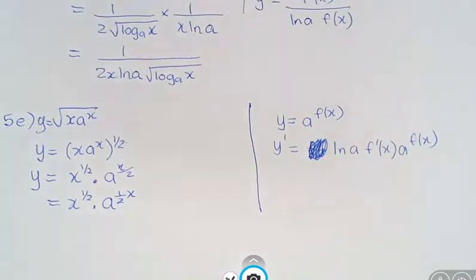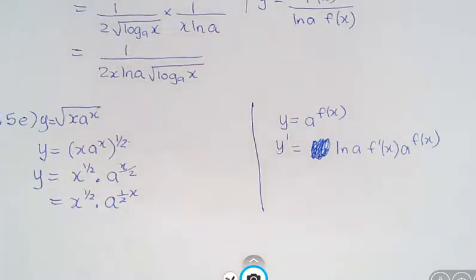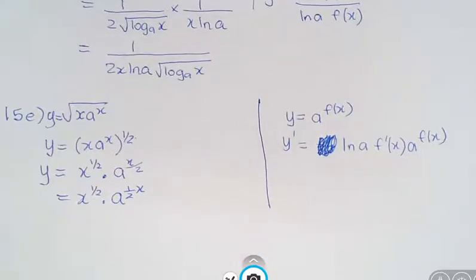So that's on your formula sheet. You can see here y equals a to the function of x. The derivative is ln a f dashed x a to the function of x. Alright, this is one method for doing this. We could do it another way, and we'll have a look at that other method in a minute.